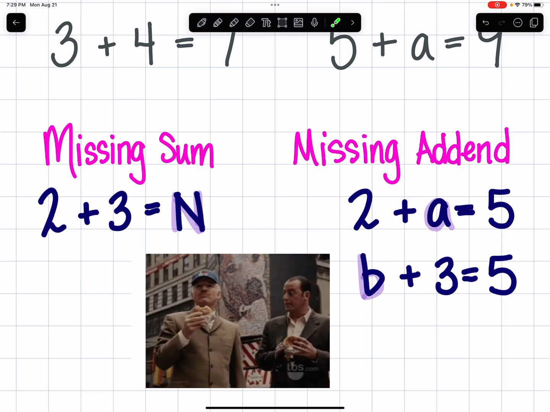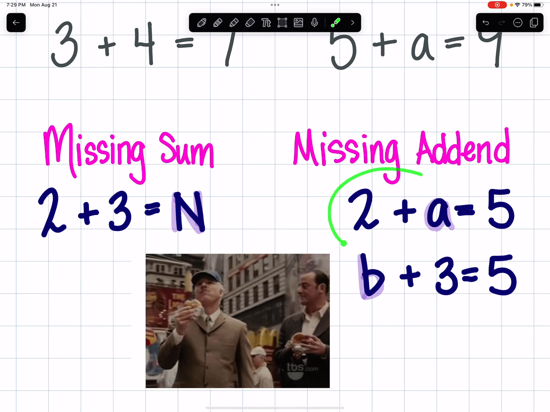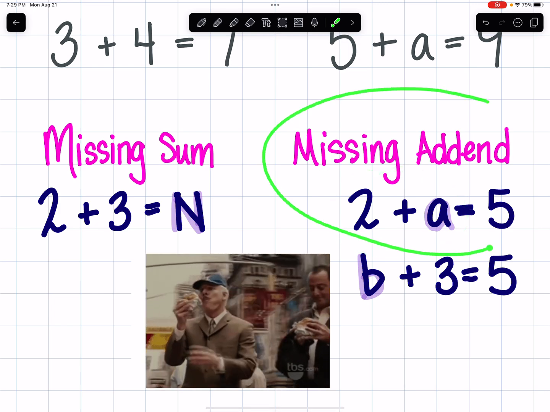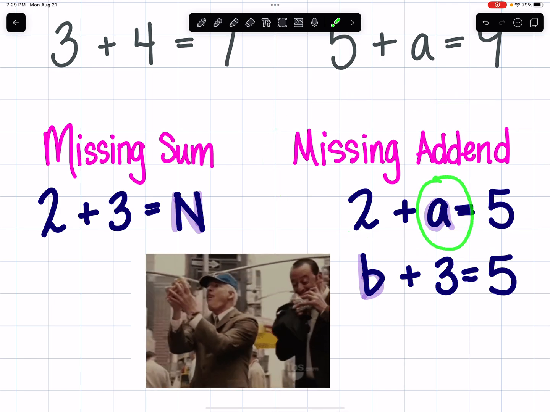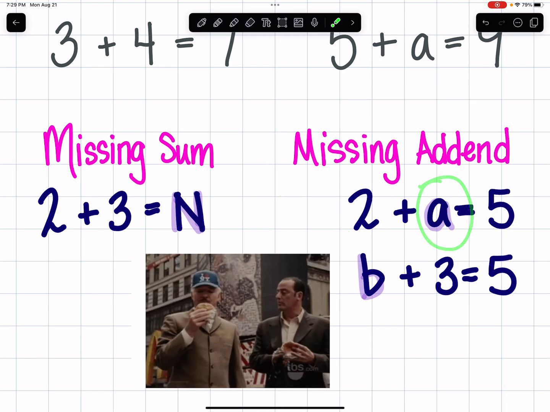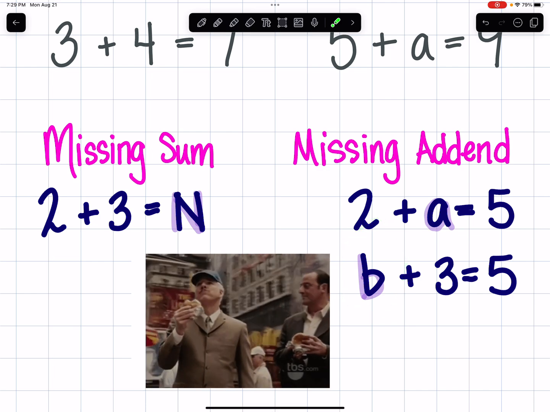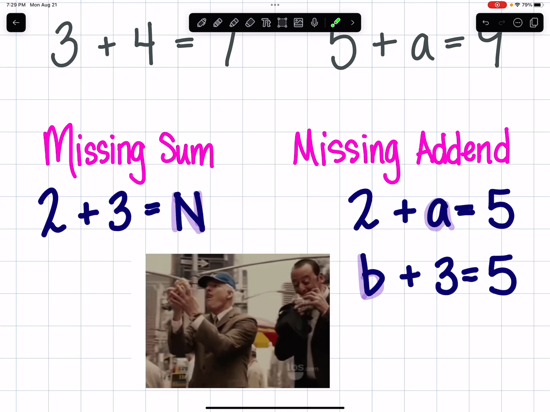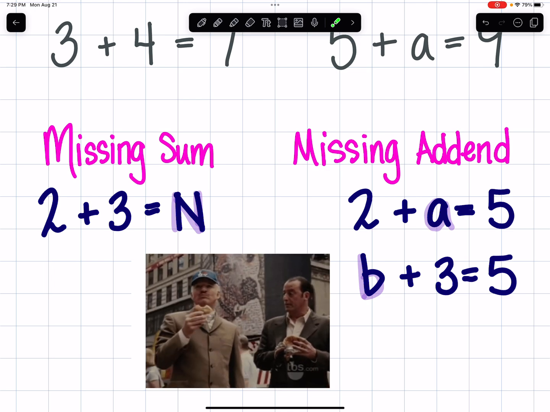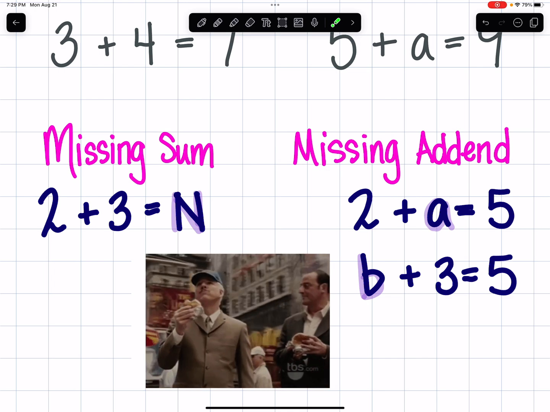Sometimes we encounter addition equations in which an addend is missing. So here on the right, I show an equation where the addend is missing. 2 plus something is 5. Here's another one where the addend is missing. b plus 3 is equal to 5. And we use letters, obviously, to represent the missing number. The letter can be uppercase, it can be lowercase, it doesn't matter, okay?